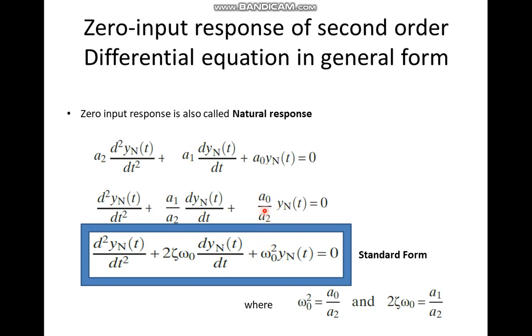Writing the differential equation in terms of omega naught and zeta is important in characterizing the system. The parameter omega naught is called the undamped natural frequency and zeta is called the damping ratio. We'll do an example to highlight the importance of writing the differential equation in terms of omega naught and zeta, as follows.